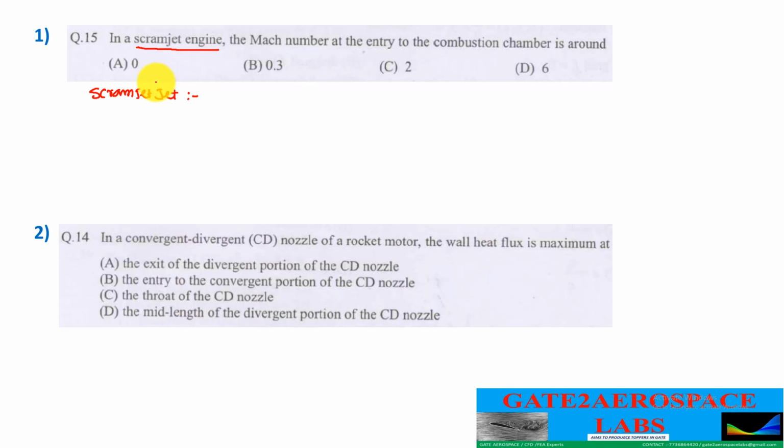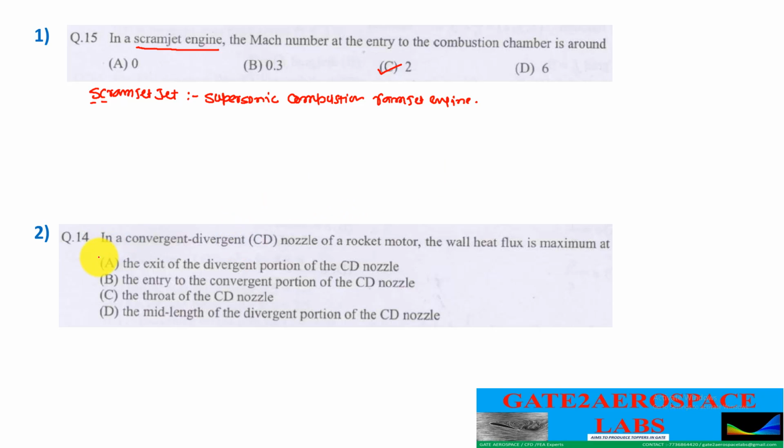The scramjet engine stands for supersonic combustion ramjet engine. In a ramjet engine, even though the entry is supersonic, at the time of combustion the flow is subsonic, whereas in a scramjet engine the flow at the entry as well as throughout the engine is supersonic only. So C is our answer.